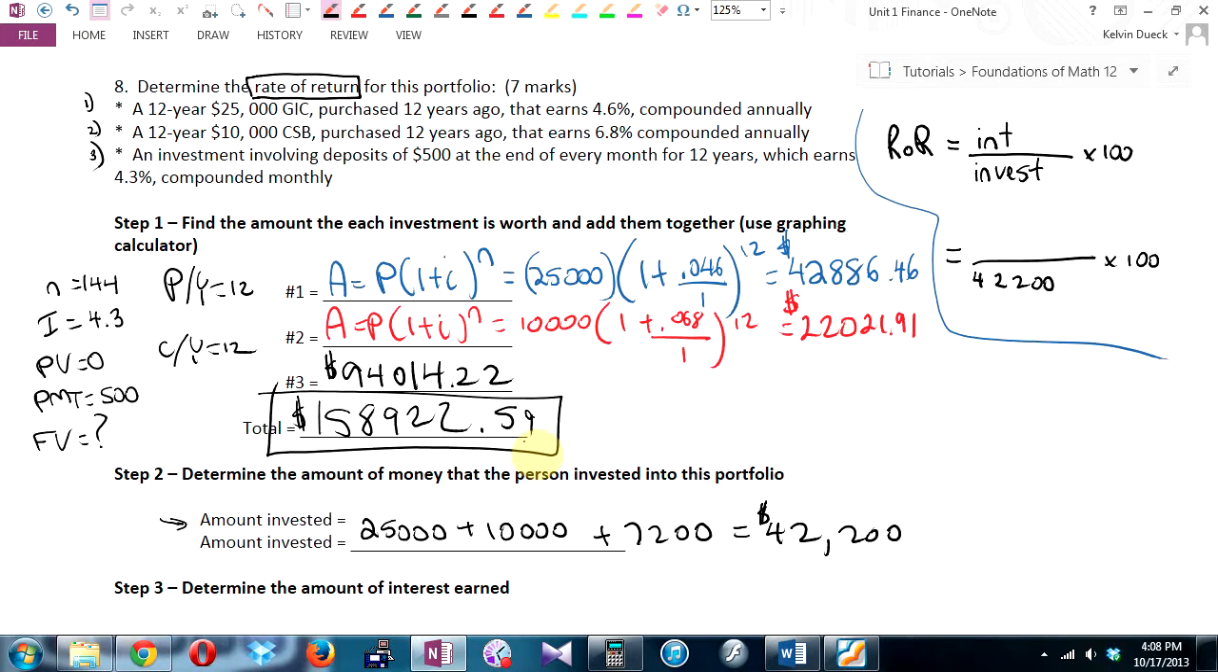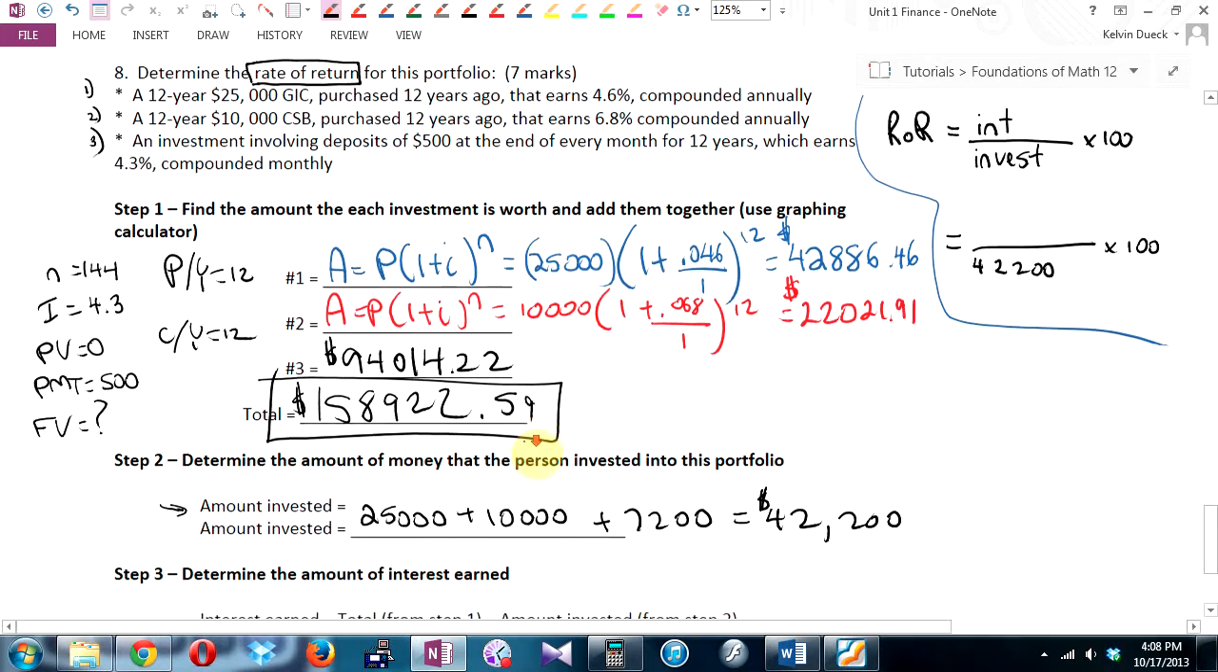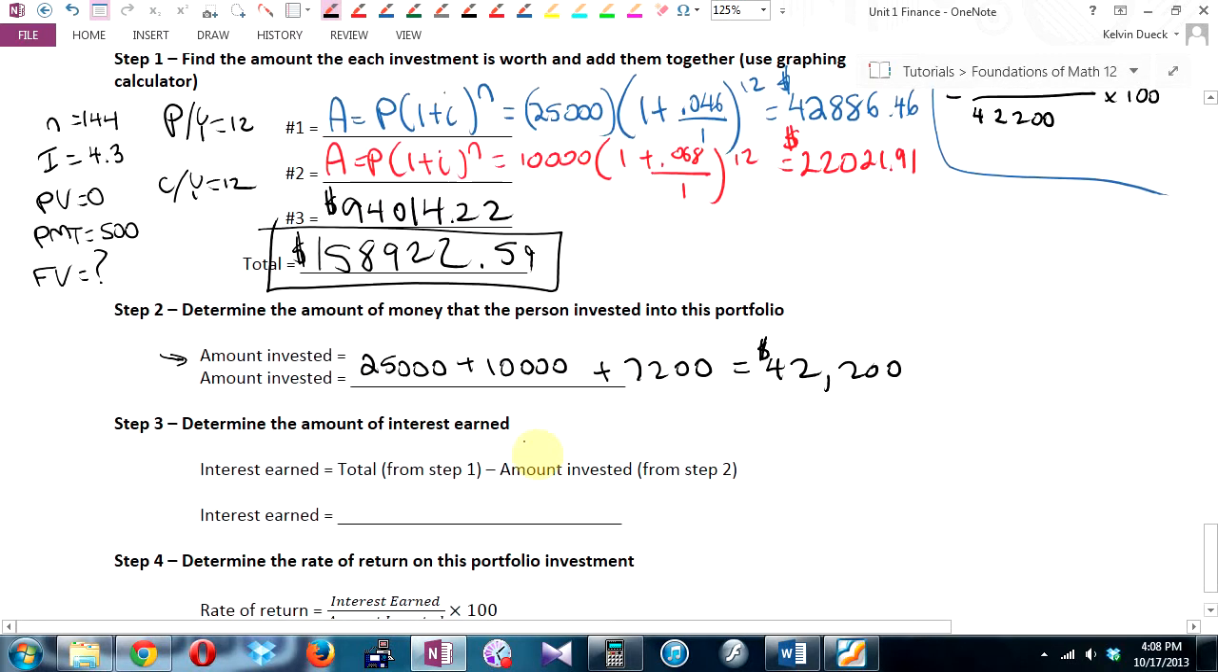You subtract. Yes! And that's why in step 3 it says take the total from step 1, take away the amount invested from step 2. So you just take away that big number and you subtract. Bigger minus smaller? Yeah. And that gives you interest. Isn't that how much more money you made? And isn't that the definition of interest? Interest is the extra money you make, right?